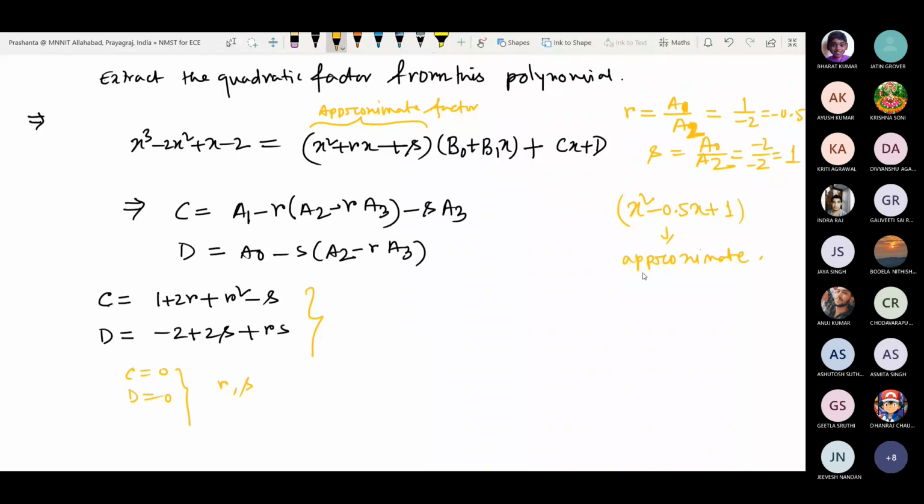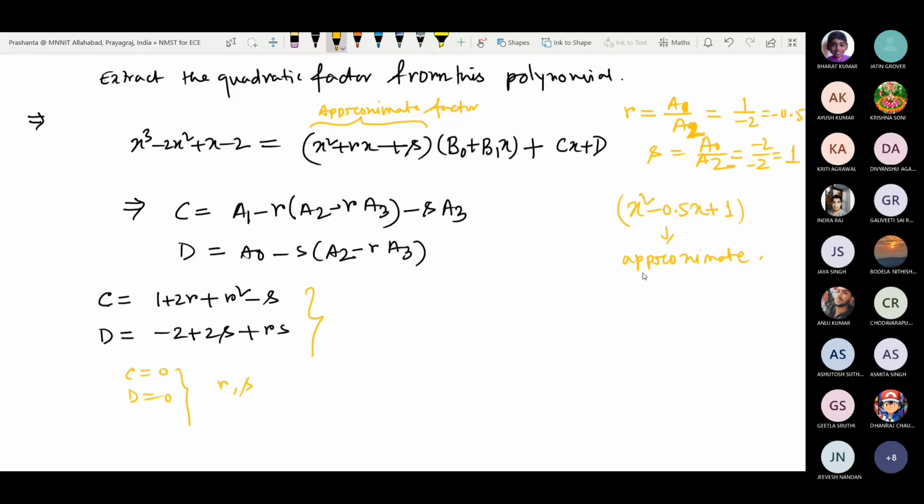No, that is not the task I am giving you. You will have to use this method. This particular problem is very easy. That is why you are saying that the factor is x square plus 1. Okay, if I give you a higher order polynomial, then how will you do it? So I am asking you the general procedure.